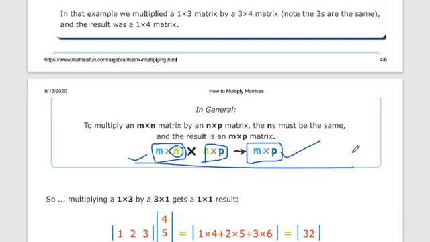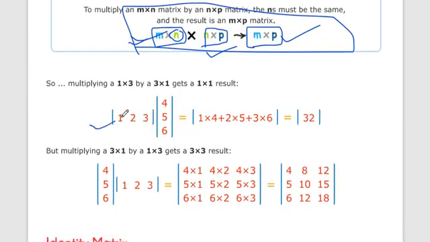Okay, so you have to remember this: first matrix column and second matrix row have to be the same, and the answer is always m into p. So this is possible. If this is A and this is B, and we say B into A, then this is not possible.